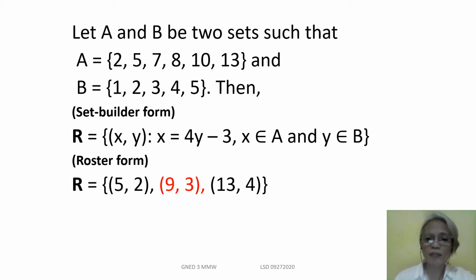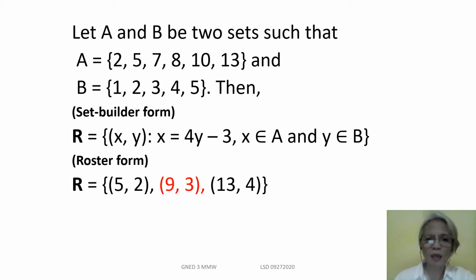We check if 5 is an element of set A, because it is a rule that X must be an element of A. True enough, 5 is an element of set A, and 2 is an element of set B, and therefore the ordered pair (5, 2) is definitely an element of the set R. Suppose we choose 3 as our Y. 3 is an element of set B, so we substitute Y with 3. 4 times 3 is 12, minus 3 is 9. So we have the ordered pair (9, 3).